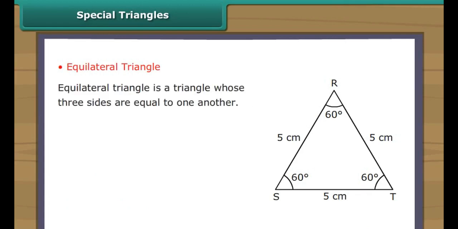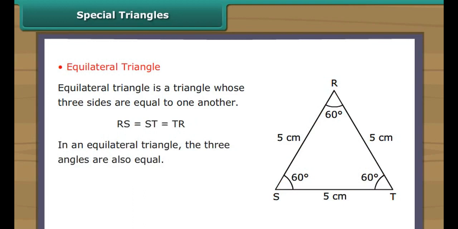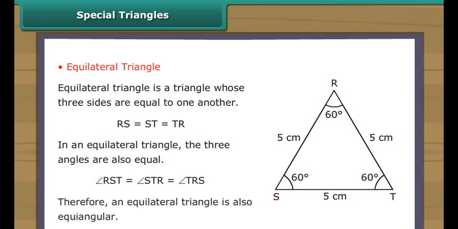Equilateral triangle is a triangle whose three sides are equal to one another. In triangle RST, RS is equal to ST, which equals TR. In an equilateral triangle, the three angles are also equal. In triangle RST, angle RST is equal to angle STR, which equals angle TRS. Therefore, an equilateral triangle is also equiangular.